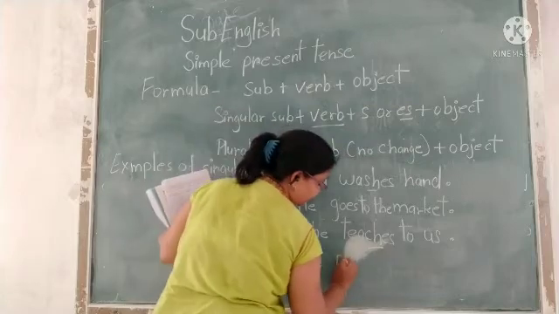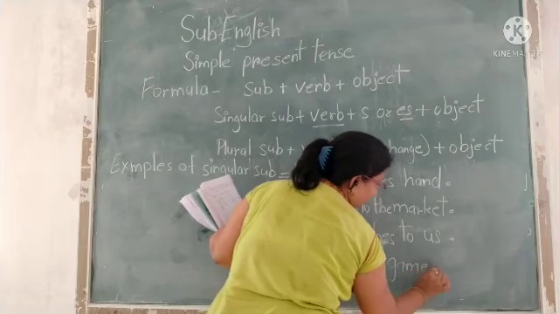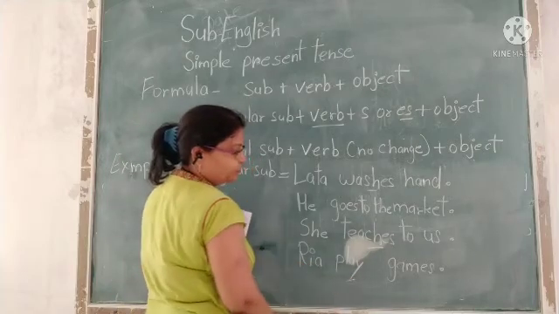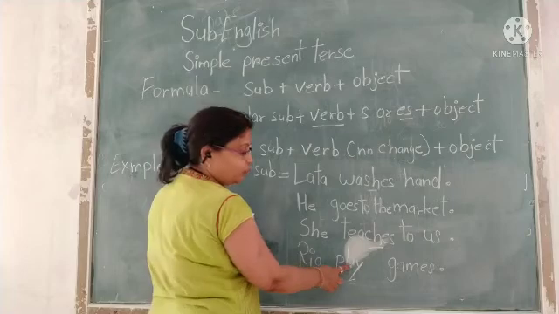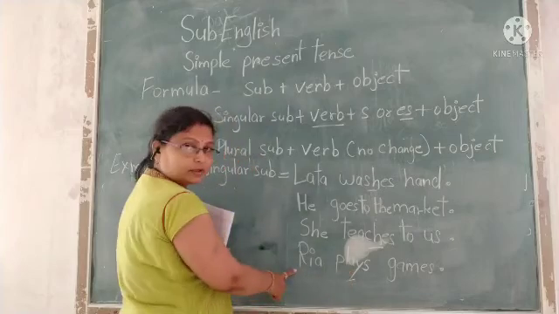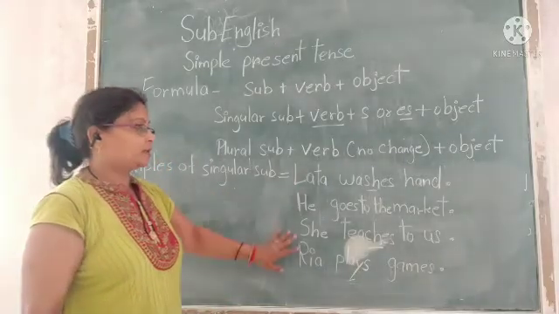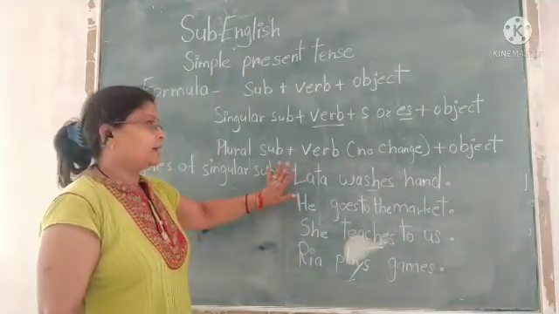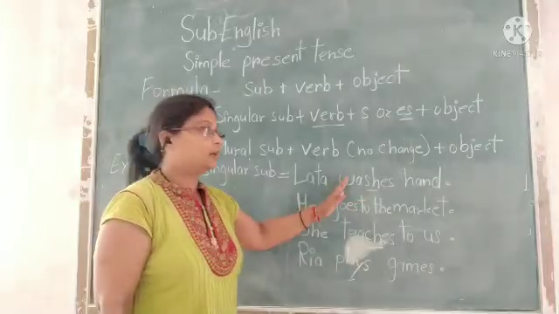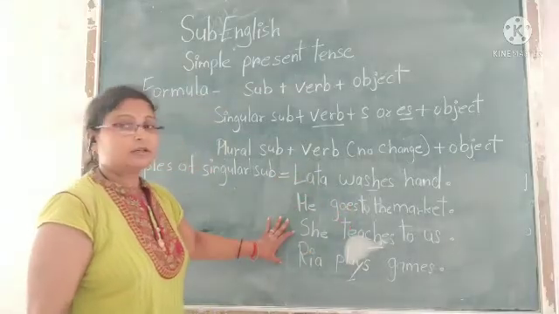Riya play games. In this example, Y. Look, its ending letter is Y, and before Y here is a vowel. So here we add S in our verb. So our sentence would be Riya plays games. Okay, student? These subjects are singular, like Lata, he, she, and Riya. So here we add es or s in our verb according to our subject.